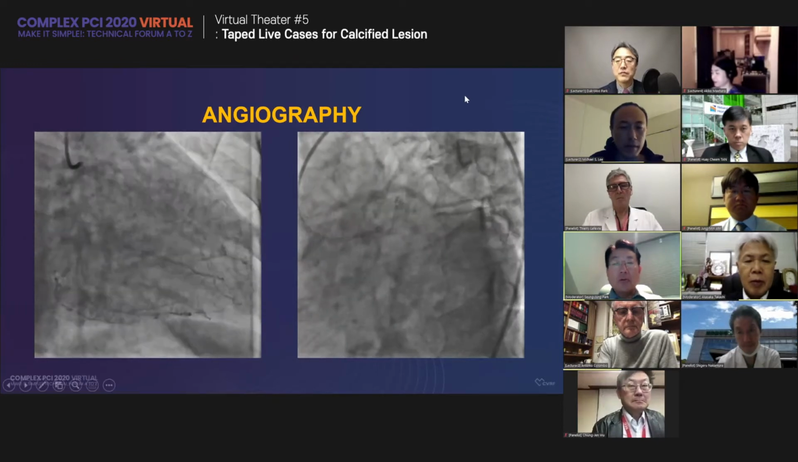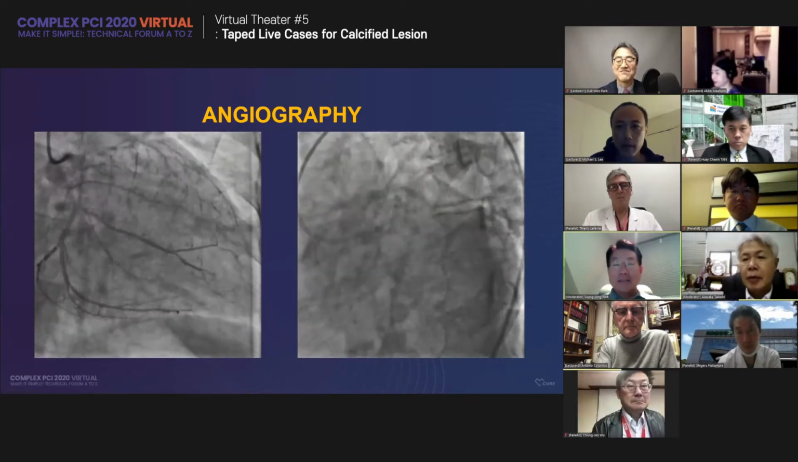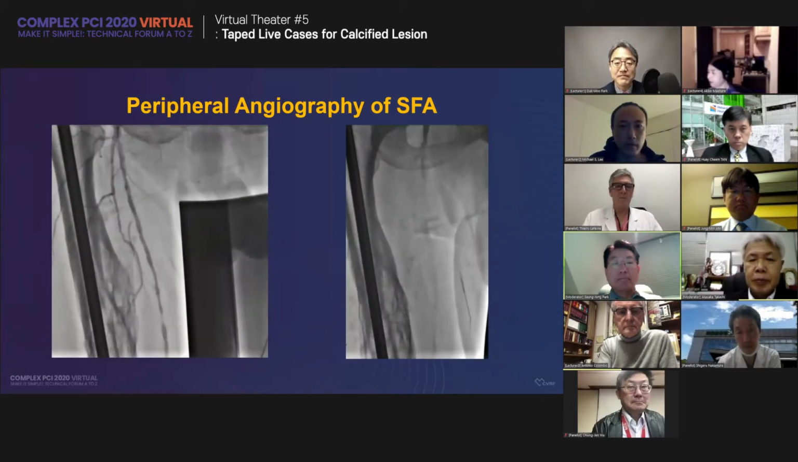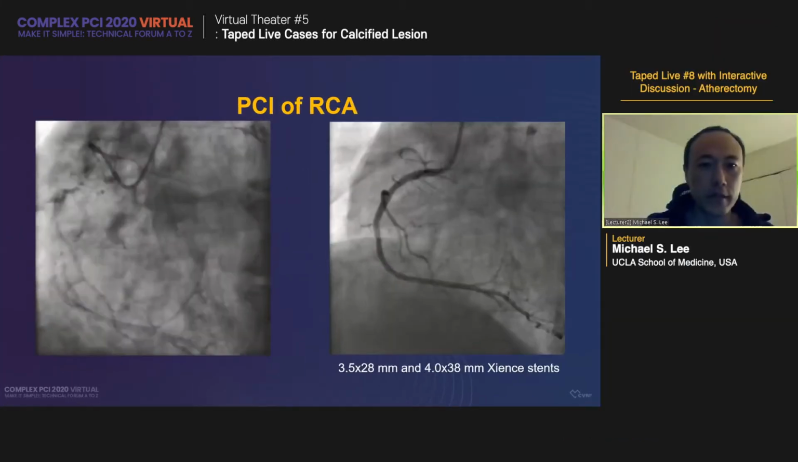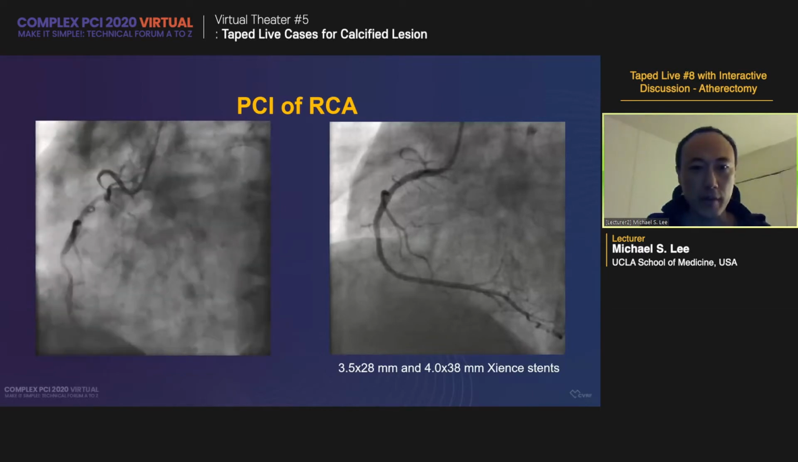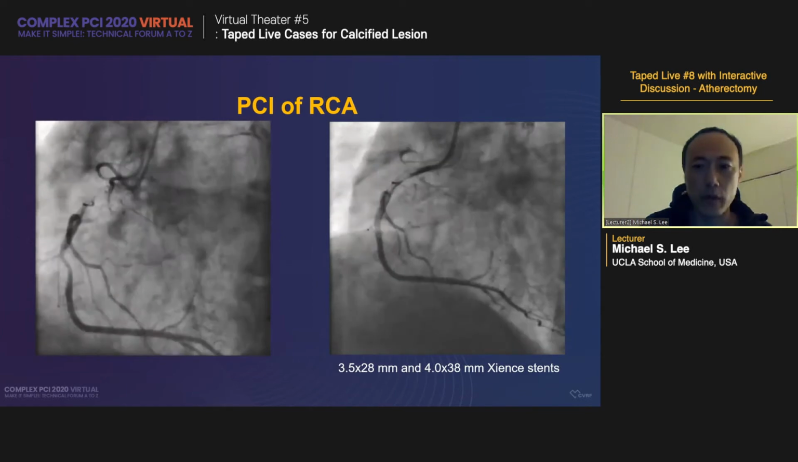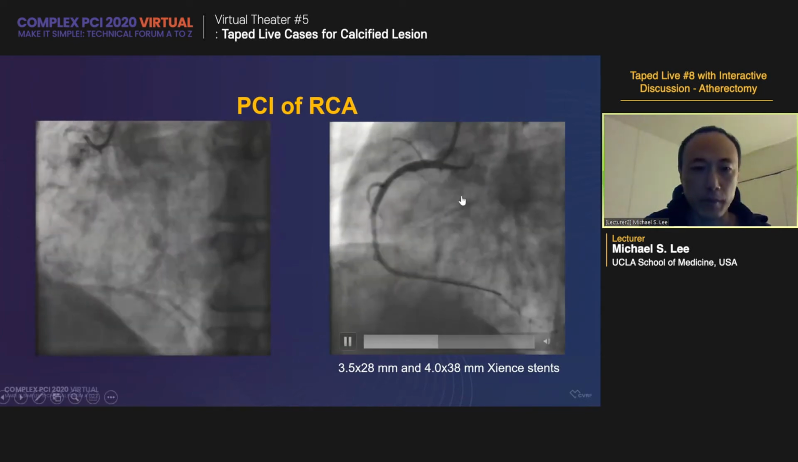Great. Okay, anybody else before we move on? As Dr. Lefevre mentioned, addressing the right coronary artery would be a very good strategy. So very straightforward. Two stents.